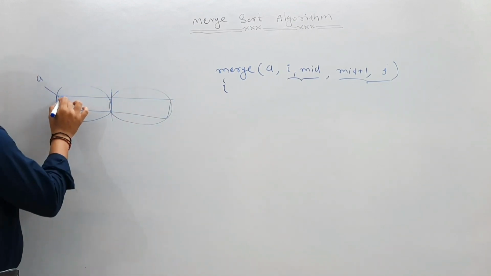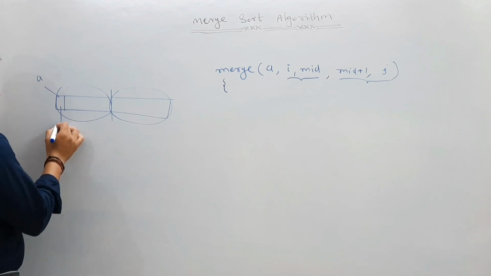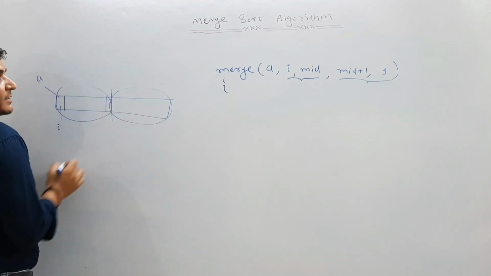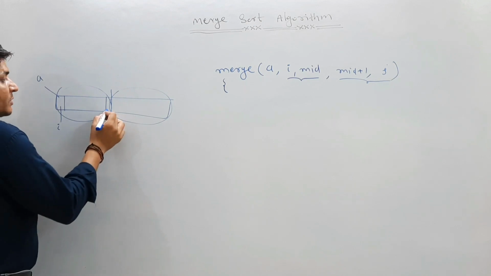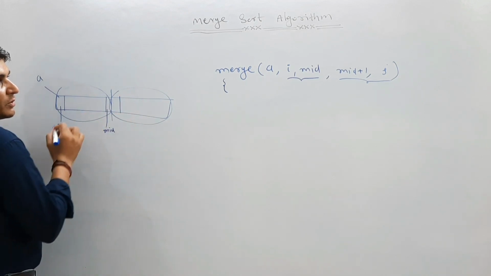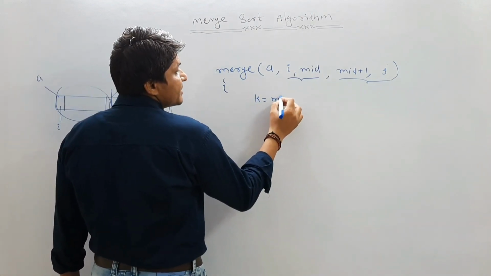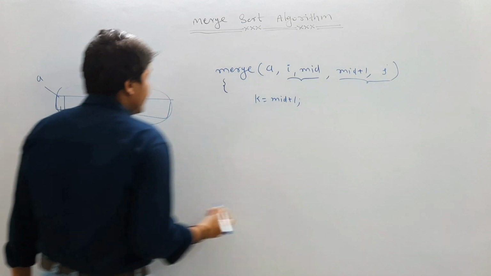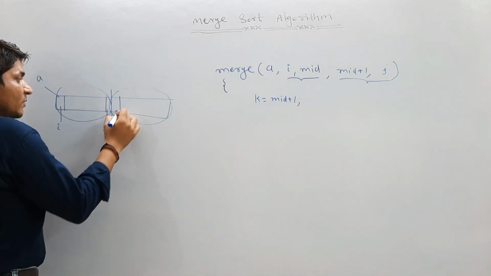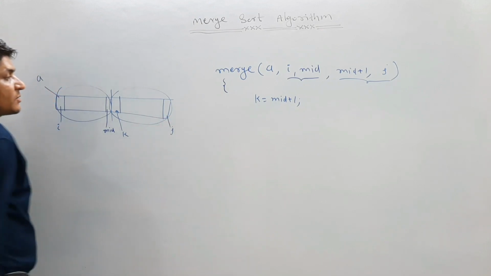Let's say this is the starting index of the first sorted subarray. So i is pointing to that index, and this is the last index of the first sorted subarray, which will be pointed to by mid. Now k is pointing to mid plus 1, which means k is pointing to the first index of the second sorted subarray, and j is pointing to the last index of the second sorted subarray.